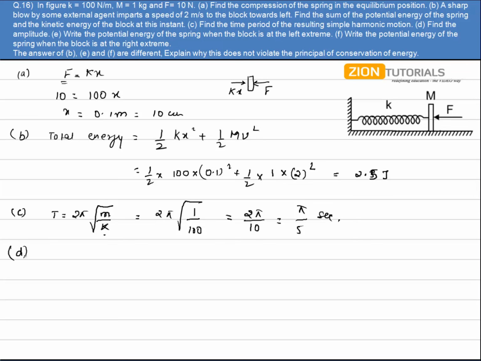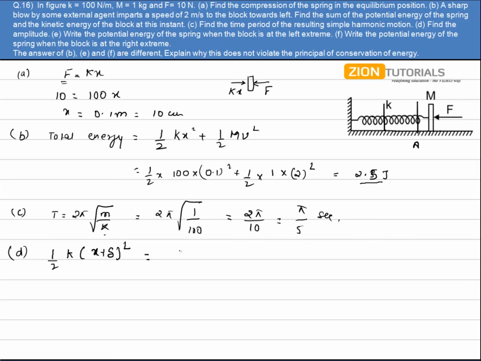In D part, find the amplitude. Now I do have to calculate the amplitude. For that I should write the energy conservation equation. Okay. Now at equilibrium position, I know the total energy, that is 2.5 joules. This is the energy at position A. Fine. And after it reaches the extreme position, the energy of the spring can be written as half of K, let's say, x plus delta whole square. This is the total energy of the spring at extreme position.